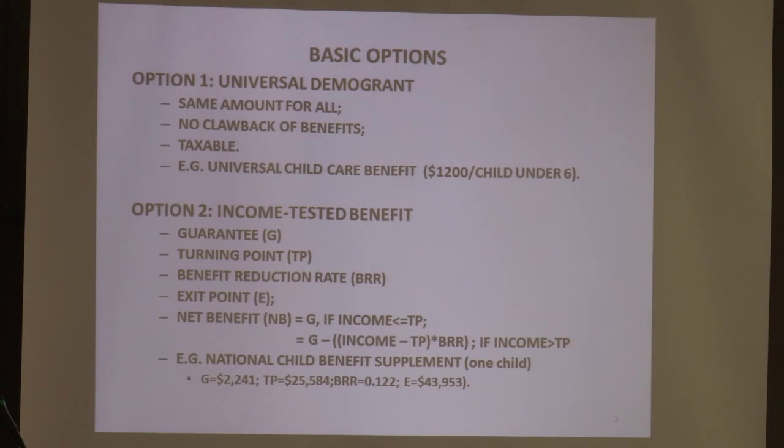An example of an income-tested benefit is the National Child Benefit Supplement. The example for one child: the guarantee is $2,241 a year. You get that amount up to the level of family income of $25,584, beyond which that guarantee is reduced at 12.2 cents per dollar, with the result that the exit point is $43,953. That's basically the design features of any income-tested benefit. A program like the working income tax benefit is a bit more complicated because there's actually a phase-in rate, a plateau, and an exit. But for most of the programs we're talking about, this is the design.